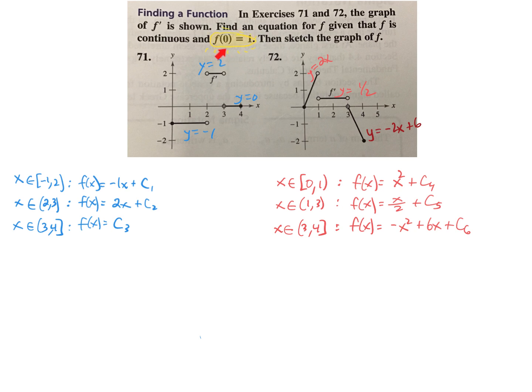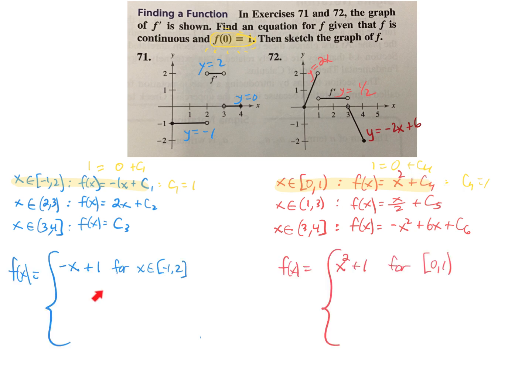Well, next let's use that f of 0 is 1. So that would be this interval and this interval. So when x is 0, the y value is 1. Therefore, c1 is 1. And when x is 0, y is 1. So 1 equals 0 plus c4. So c4 is 1. In our piecewise defined functions, we've got our definition of f of x for our first intervals.